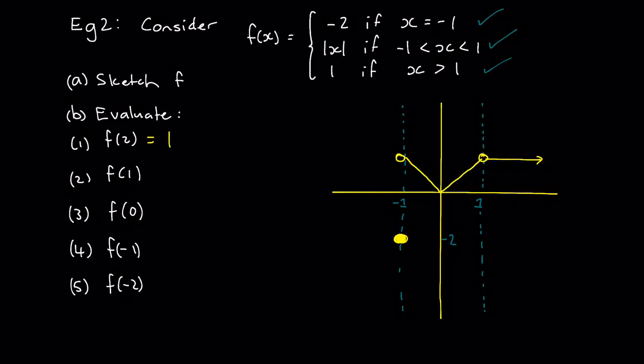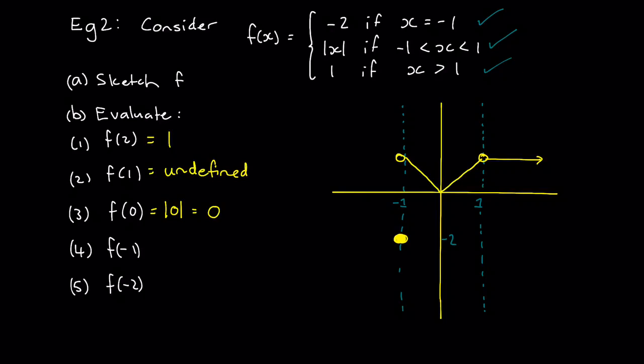Okay, question 2. f of 1, we're going to look where 1 is. Now you can see that 1 is undefined. Okay, there's an open dot there, which means that our answer is undefined. So the graph is undefined at x equals 1. Then for question 3, f of 0, we're looking here at f of 0. So f of 0 is on the absolute function. So we're going to be substituting into the absolute. So it'll be the absolute of 0, which is actually just 0.